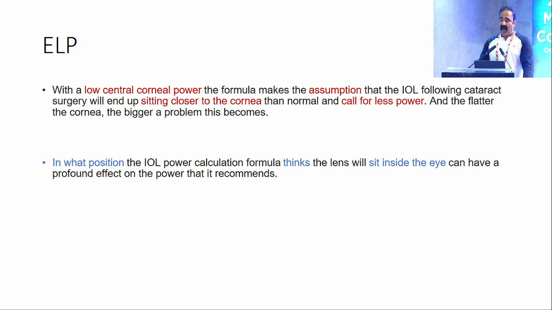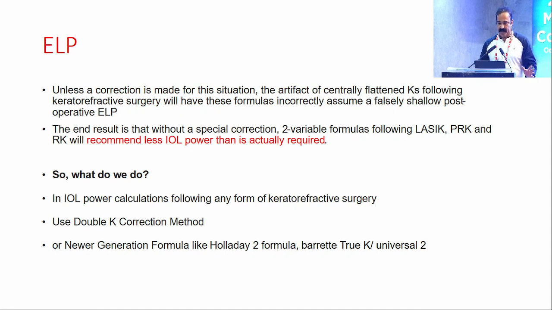The position in which the IOL calculation thinks the lens will sit inside the eye can have a profound effect on the IOL power that it recommends. Unless a correction is made for the situation, the formulas will incorrectly assume a falsely shallow postoperative effective lens position. The end result is that if you don't make any correction, these formulas following refractive surgery will recommend an IOL power which is lesser than what is actually required. So what do we do?